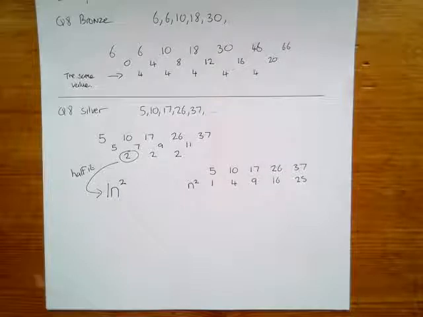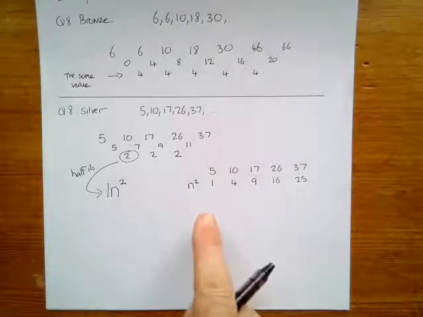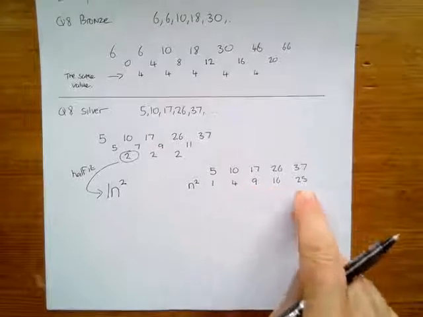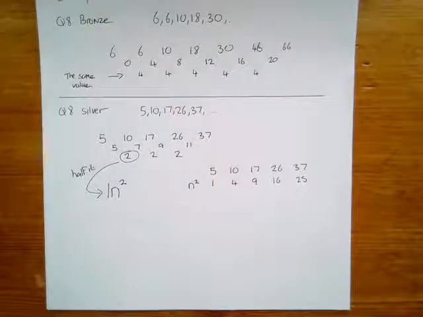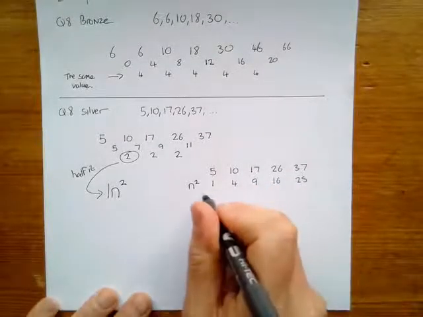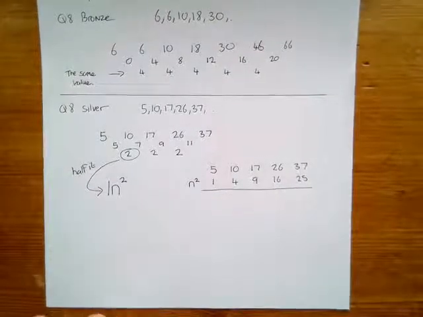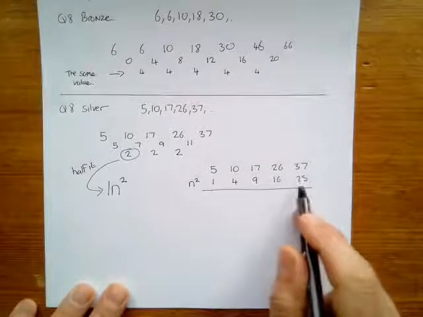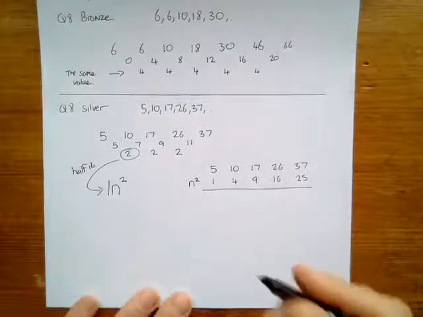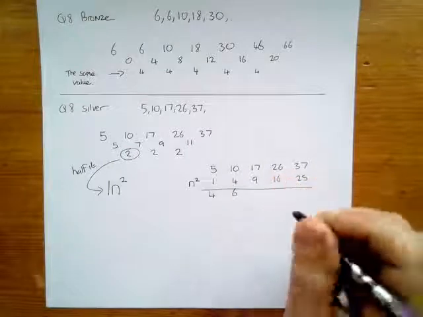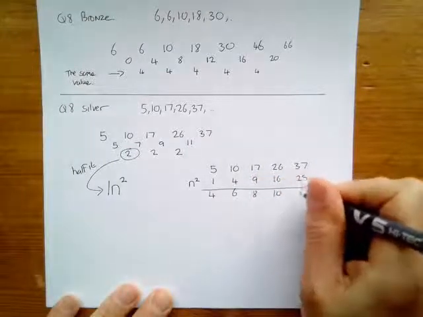Okay, so it's nice and simple. Of course, if it had been 2n squared, like in that example, I would have been writing out 2, 8, 18, 32, 50, or whatever n squared it is. Then, I like to draw a line like so, and to subtract these values from these values here. So we get 4, 6, 8, 10, 12.